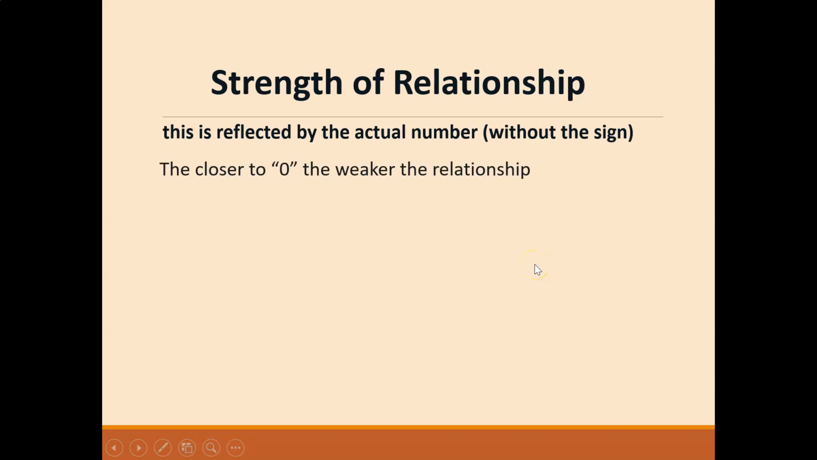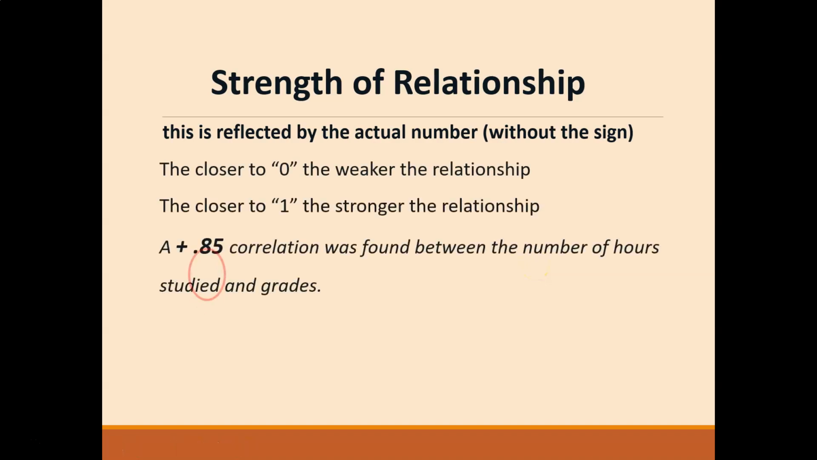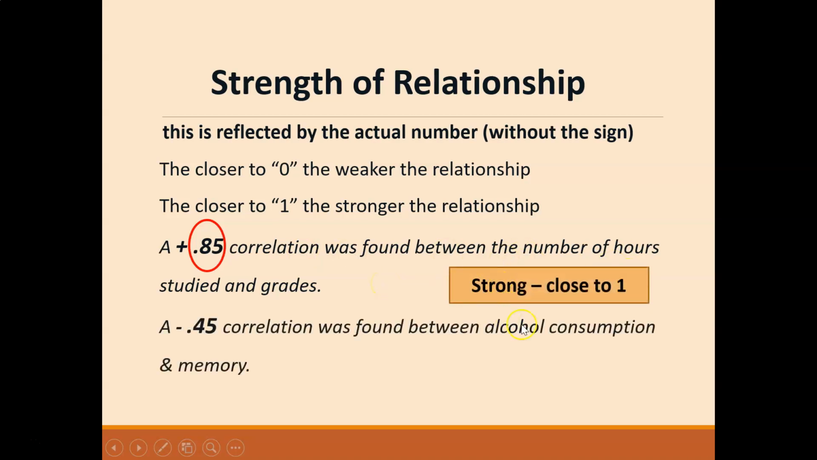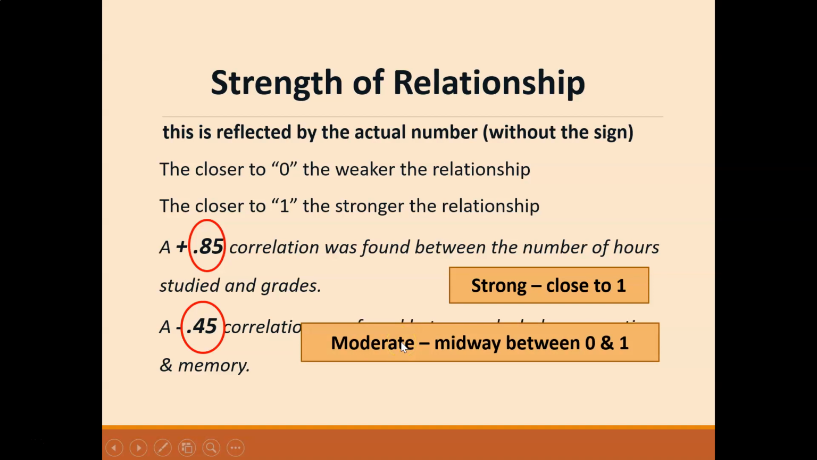All right, so when we're looking at this, again, repeating this, so let's say that a 0.85 was found between number of hours studied and grade. That's strong because it's close to 1. But if a negative 0.45 was found between alcohol consumption and memory, again, we got negative, and so that means one goes up, one goes down, but the strength is only a 0.45. All right, and so that means it's moderate. You know, it's not exactly 0.50, but it's pretty close. So it's going to be moderate.